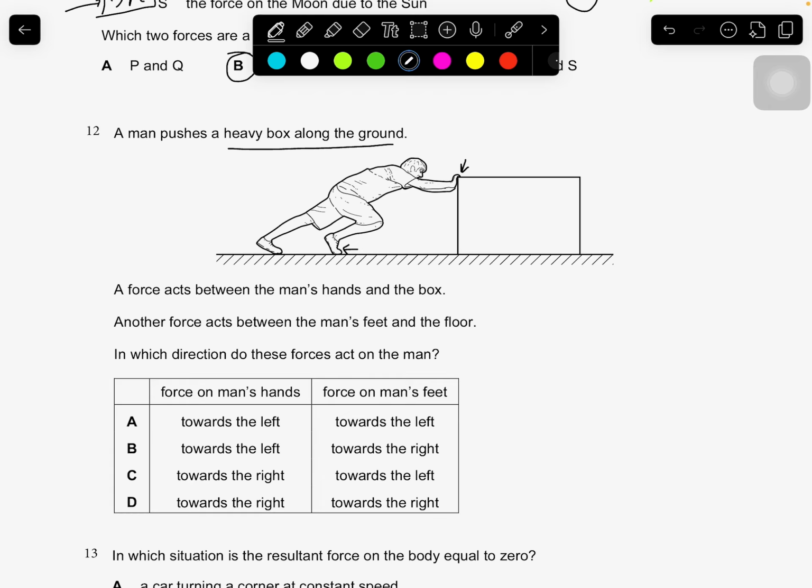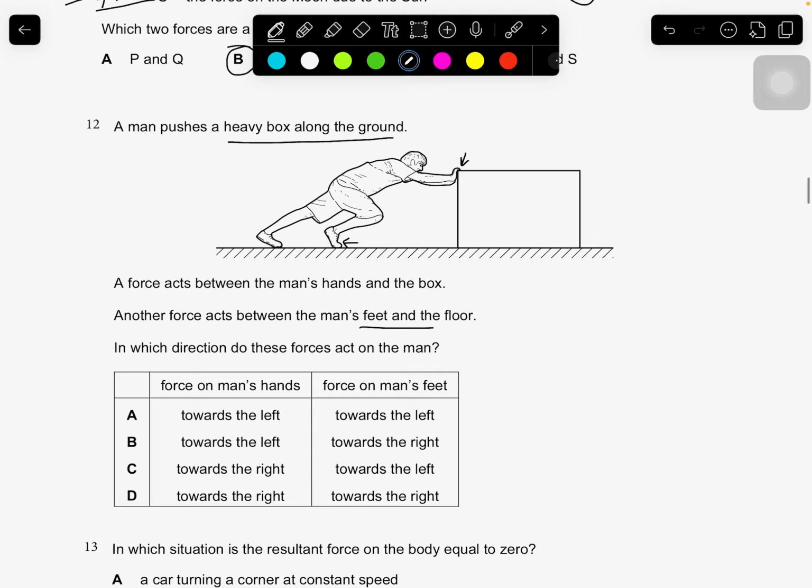So a force acts between the man's hands and the box. Another force acts between the man's feet and the floor. In which direction do these forces act? So the man is moving forward. So the force on the man's feet is going to be to the right. And on the hand is going to be to the left. So it's B. 12 should be B.